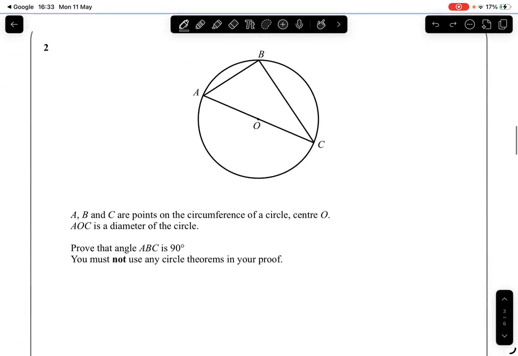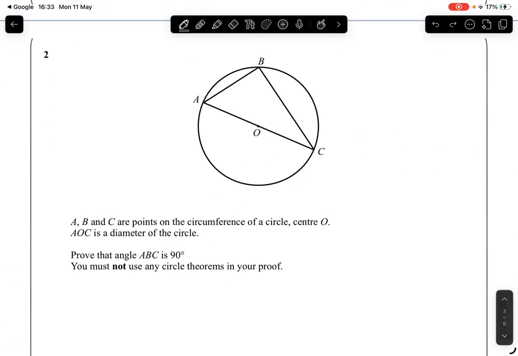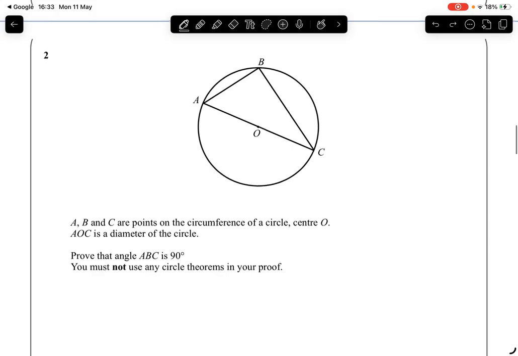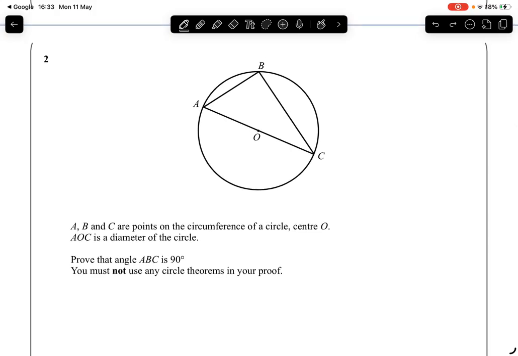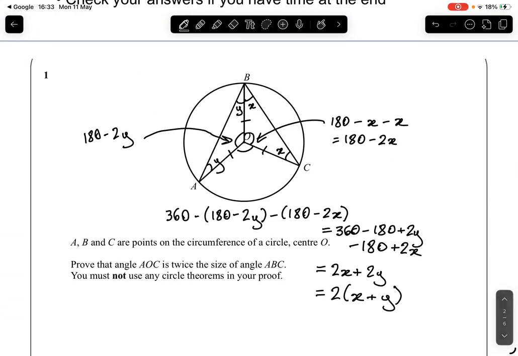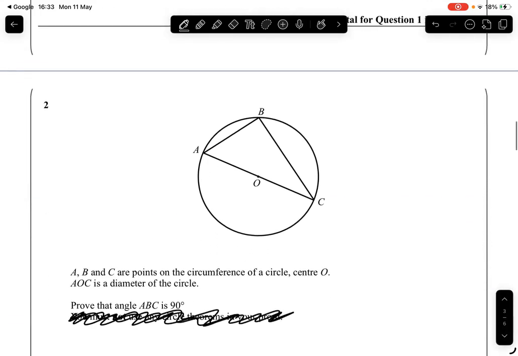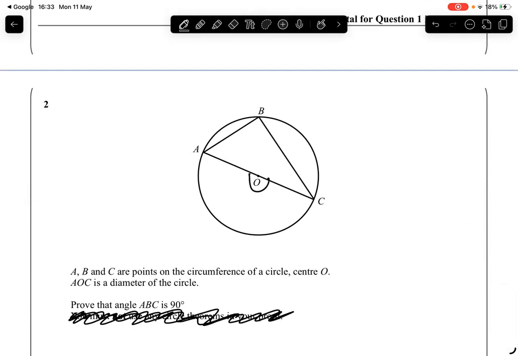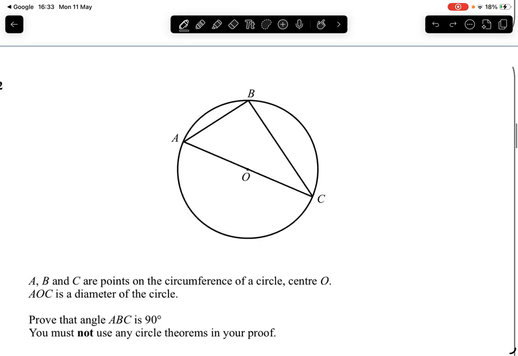Okay, let's keep going. A, B and C are points on the circumference of a circle, centre O. AOC is a diameter of the circle. Prove that angle ABC is 90 degrees. You must not use any circle theorems in your proof. Now, if this line wasn't here, this would be a really short question, because all we have to do is invoke the previous circle theorem, angle at the centre is twice the angle at the circumference. This is an angle of 180, which must make this an angle of 90. However, if we want to prove it without circle theorems, we would do the following.